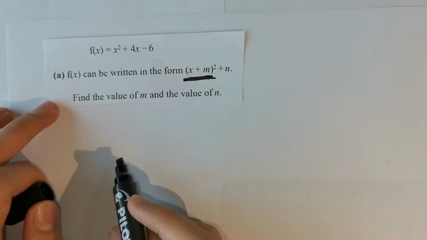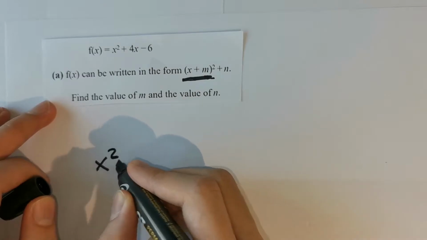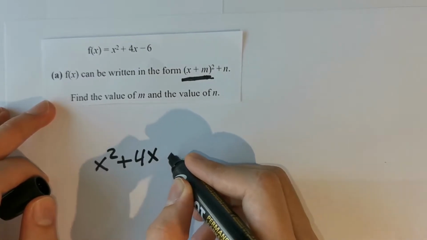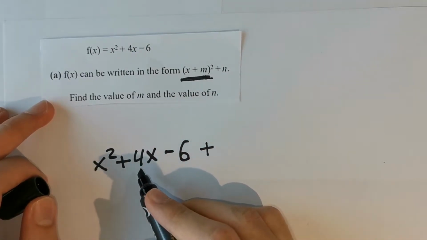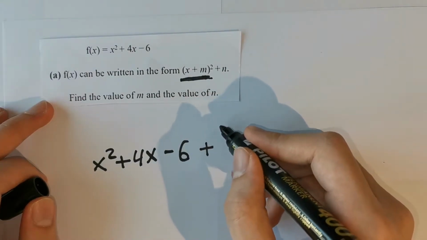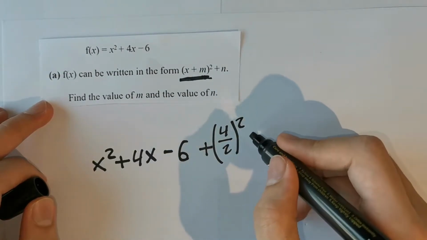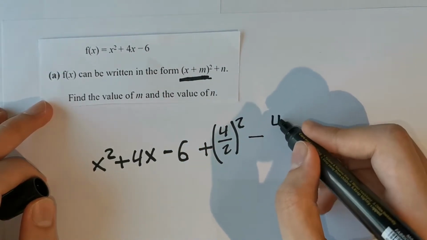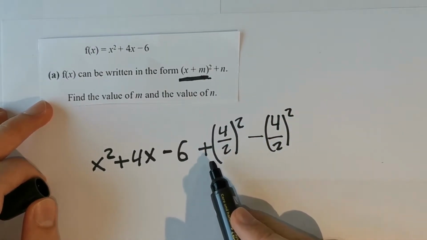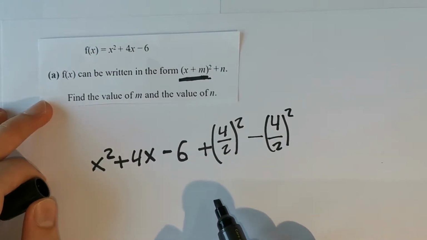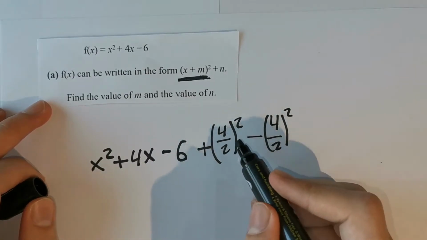And we can complete the square in this question by taking x squared plus 4x minus 6, and then we add (b over 2) squared, which is (4 over 2) squared, and then subtract (b over 2) squared, so that we cancel the effect of adding (4 over 2) squared, because this is an expression and not an equation.